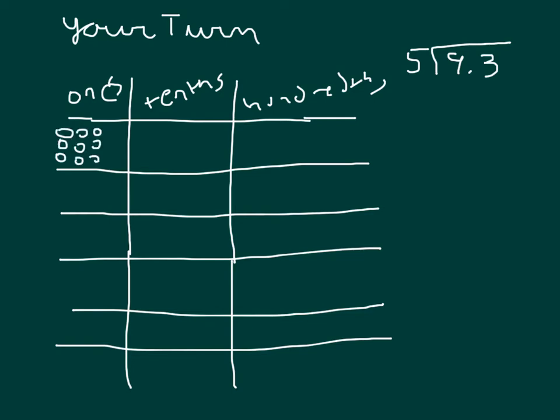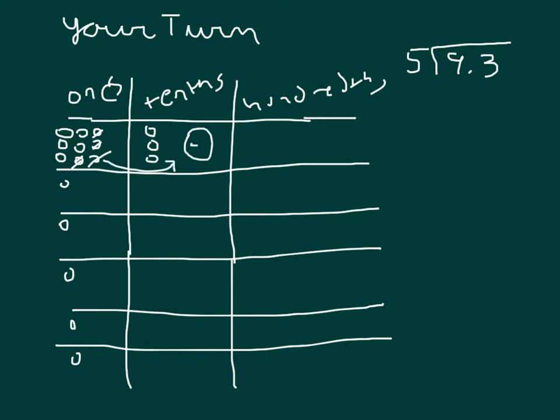Did you model 9 and 3 tenths first? In modeling 9 and 3 tenths, we have 9 and 3 tenths divided by 5, so we get 1, 2, 3, 4, 5, and we actually have 4 of these that we need to regroup to the tenths place, worth 40 of them.